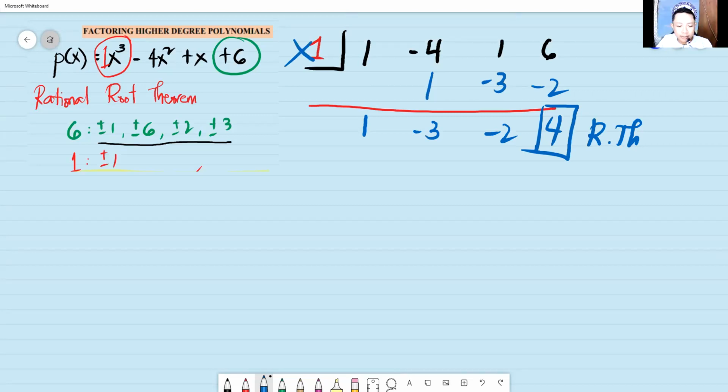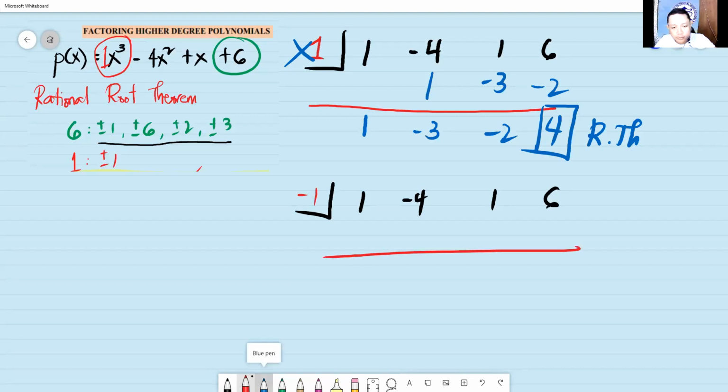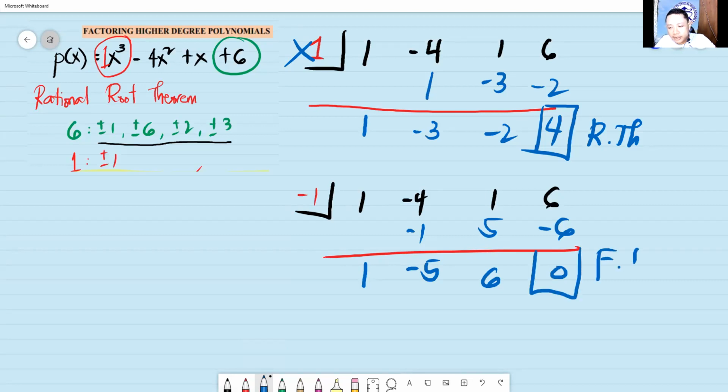And then, so what will we do next? Let's go to the next process. We have 1, -4, 1, 6. So we will end up with -1. Do the process. We have bring down 1, multiply, -1, combine, -5, multiply, 5, combine, 6, combine, -6, 0. And there you go. This is a factor theorem. So we can then consider x is -1 as our root.